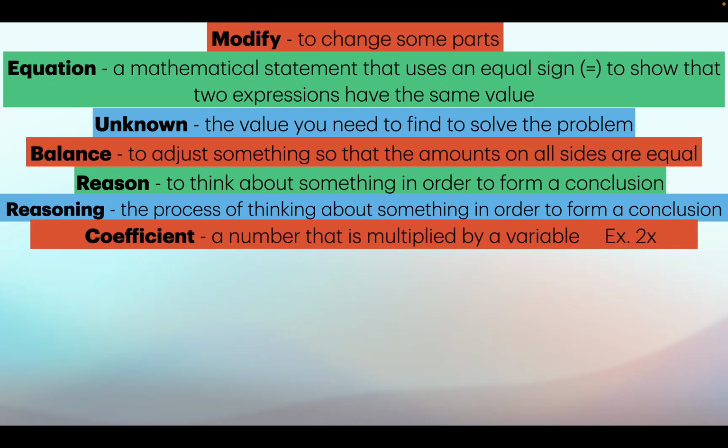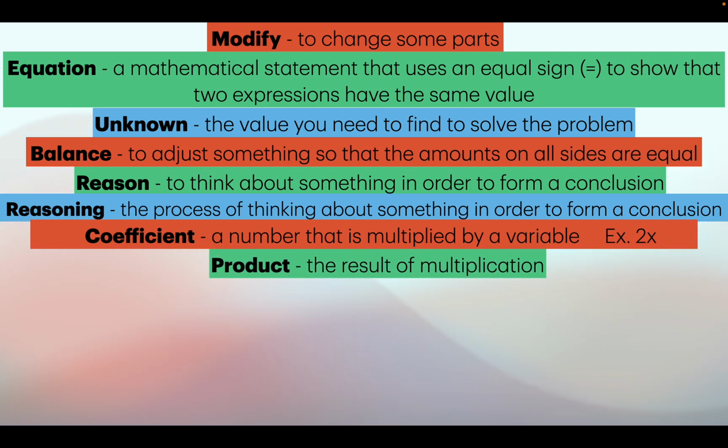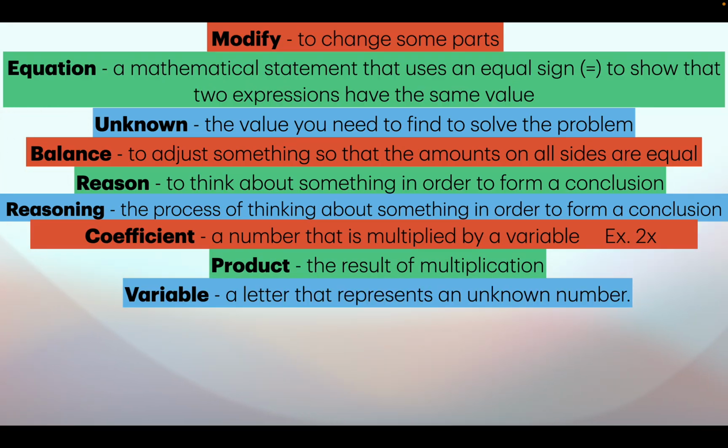Coefficient is a number that is multiplied by a variable. For example, in the term 2x, the number 2 is your coefficient. Product: the result of multiplication. And the last one is variable: a letter that represents an unknown number. So I need you to pause the video, finish writing your vocabulary, and then come back to the video.